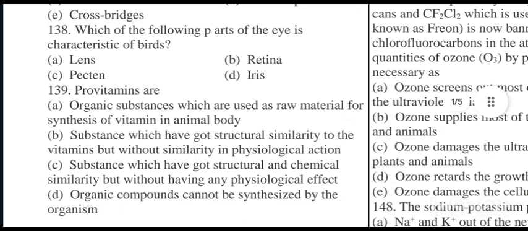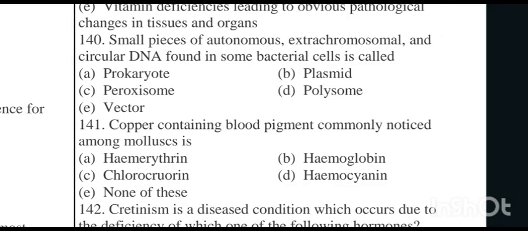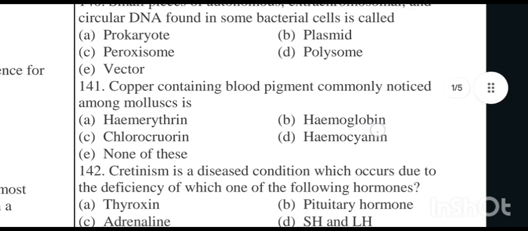Next question, provitamins. What are provitamins? Provitamins are the organic substances which are used as raw material for synthesis of vitamins in an animal body. Next question. Small pieces of autonomous extrachromosomal and circular DNA found in some bacterial cells are called plasmids. Next question. Copper-containing blood pigment commonly noticed among mollusks is called hemocyanin.